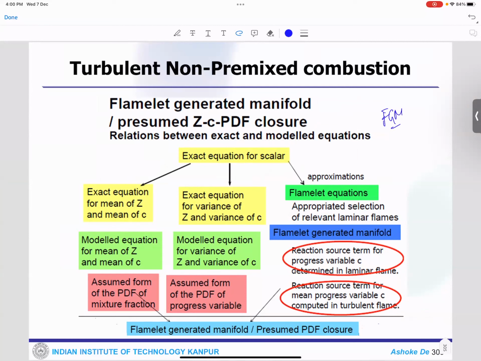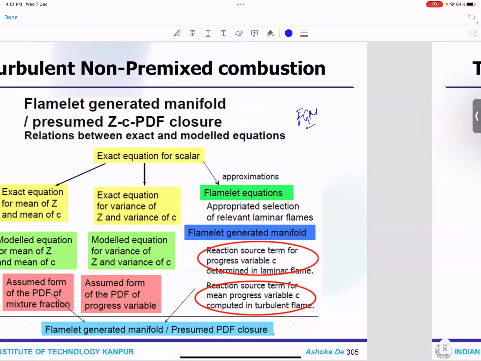So you have a flame profile and the flamelet equation, so there is a flamelet generated manifold. What you do here is take the reaction source term for the progress variable, and then you close the flow variable to get back these quantities.